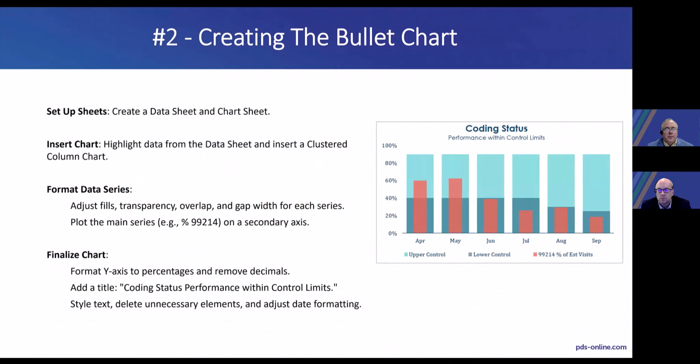So just to summarize, to create the bullet chart, we're going to, again, set up our data sheet and our chart sheet. We're going to highlight the data from the chart, and then we're going to use that clustered column chart. Then we're going to format our data series, set the widths, and set the main plot area of whatever it is that we're measuring. In our example, we used those 99214s. And then, of course, we're going to finalize the chart, format the axis, remove the decimals, and clean things up so we can understand that we're looking at the 99214 codes with both an upper range and a lower range, which is really useful when we're benchmarking.